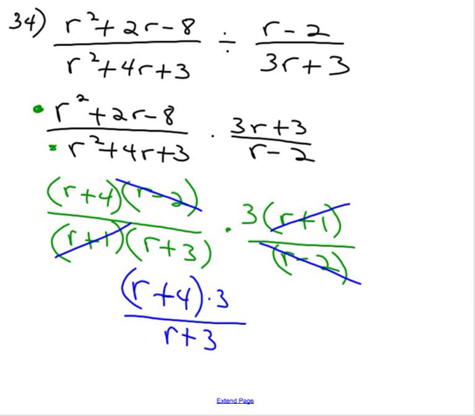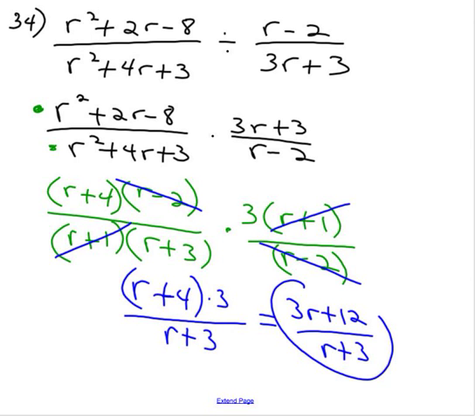Now, depending on your instructor, maybe you can leave it like that. If not, in my numerator, I'll distribute the 3 and get 3R plus 12. My denominator, there's nothing to do other than write down R plus 3. And there's my answer for number 34.